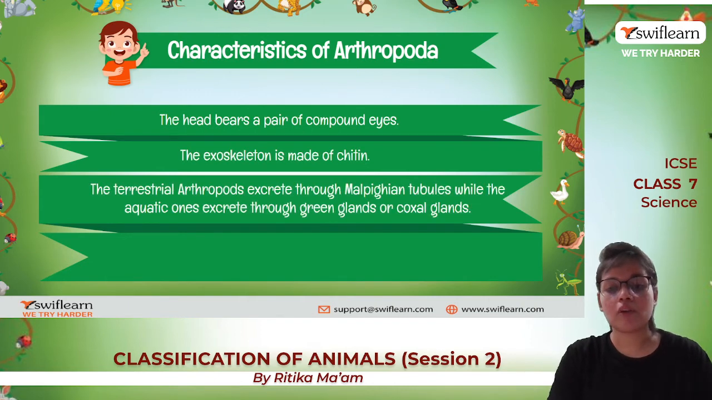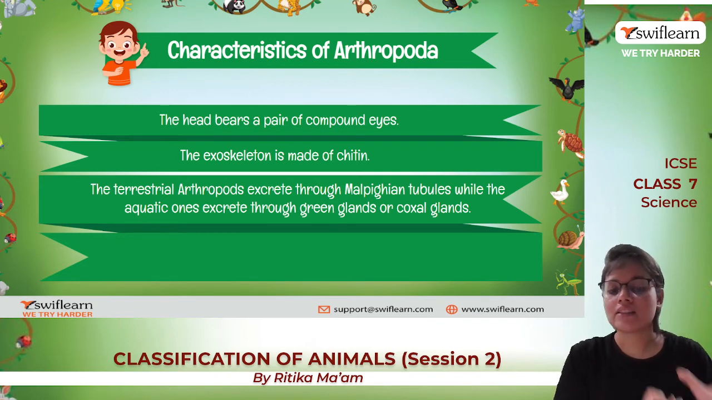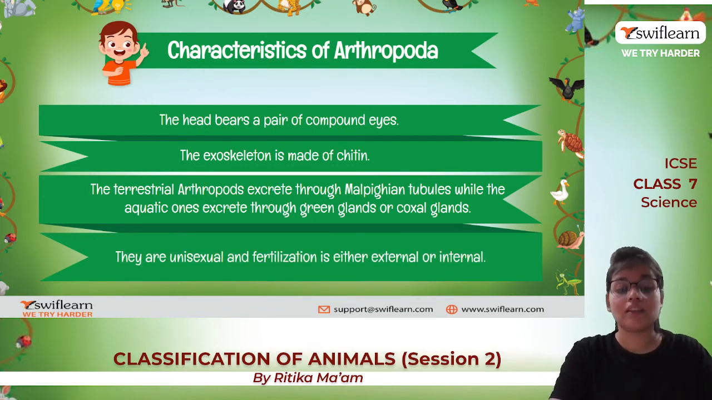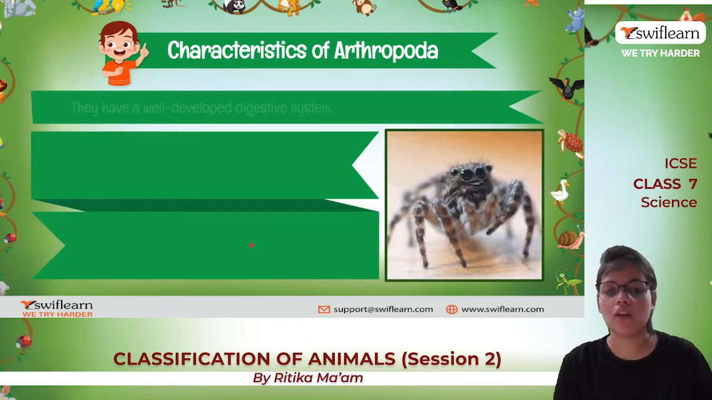The exoskeleton is made up of a substance known as chitin, and the terrestrial arthropods, which live on land, excrete through Malpighian tubules, and the aquatic arthropods excrete through green glands or coxal glands. The terrestrial excrete through Malpighian tubules, and aquatic excrete through green glands, also known as coxal glands. They are unisexual, and their fertilization can be internal and also external.